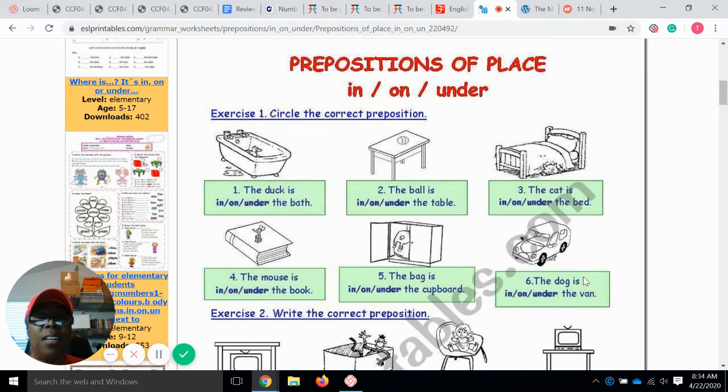Where is the dog? Oh, the poor dog. There he is, right there. Can you see that? Why did they put the dog there? Where is the dog? Under the van. The dog is under the van.